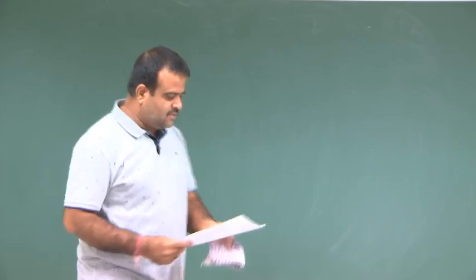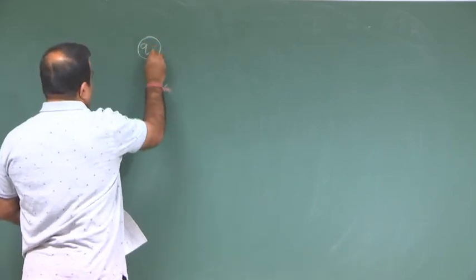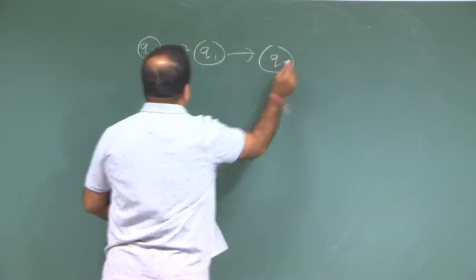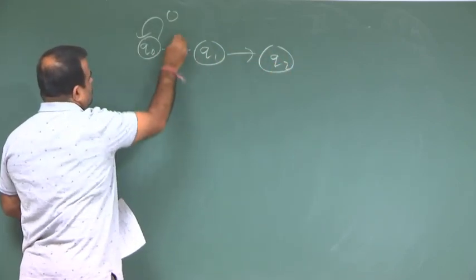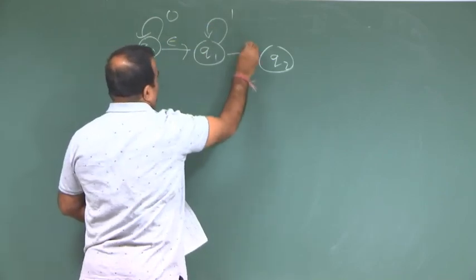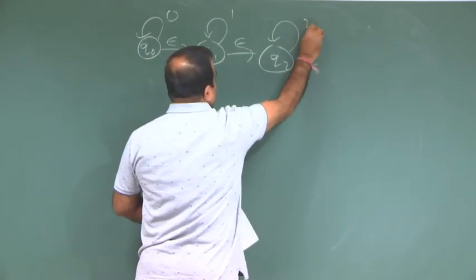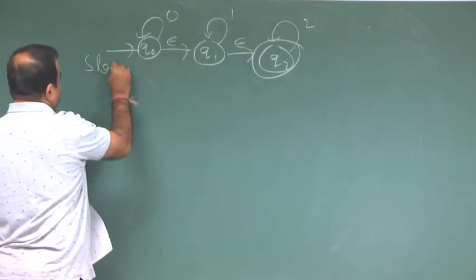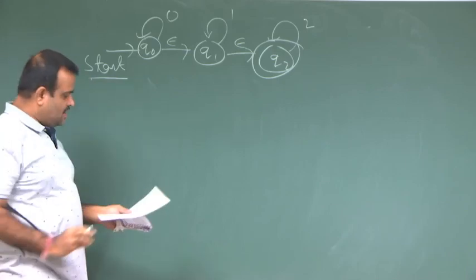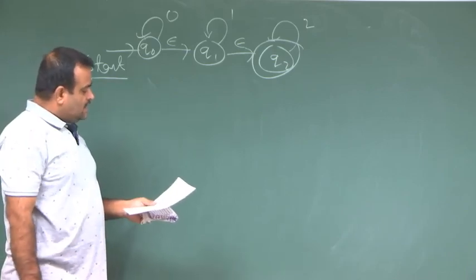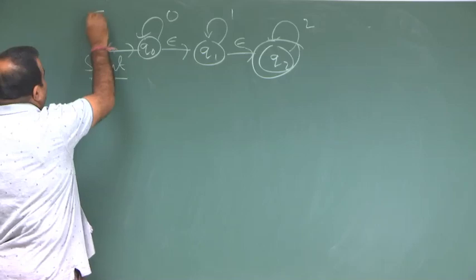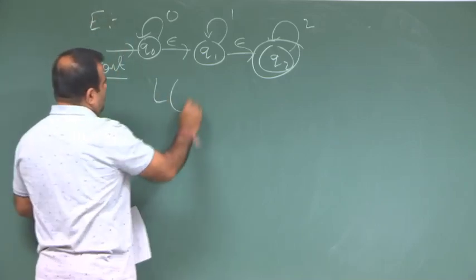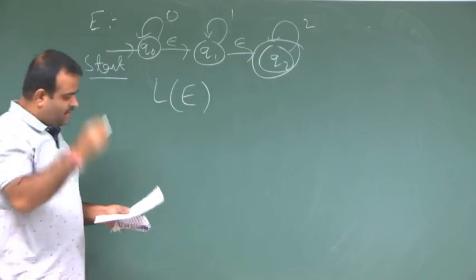So, let us take two quick examples. We have seen this example before. We have 3 states q0, q1, q2, with transitions 0, epsilon; 1, epsilon; 2; and q2 is the final state and q0 is the start state. Okay. And so, this is our E, the ε-NFA. Now we want to get L of E, the language accepted by this.